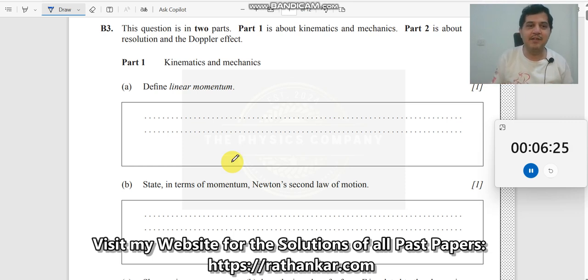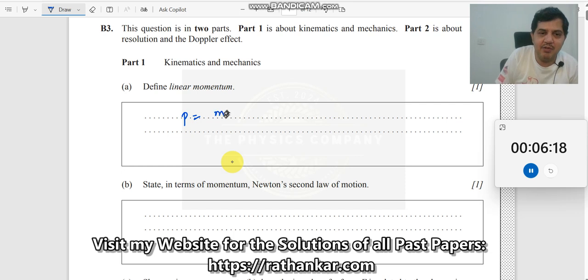So towards it, first question: define linear momentum. What is linear momentum? Linear momentum P is equal to mass multiplied by velocity. This is sufficient: mass into velocity. This is your linear momentum.